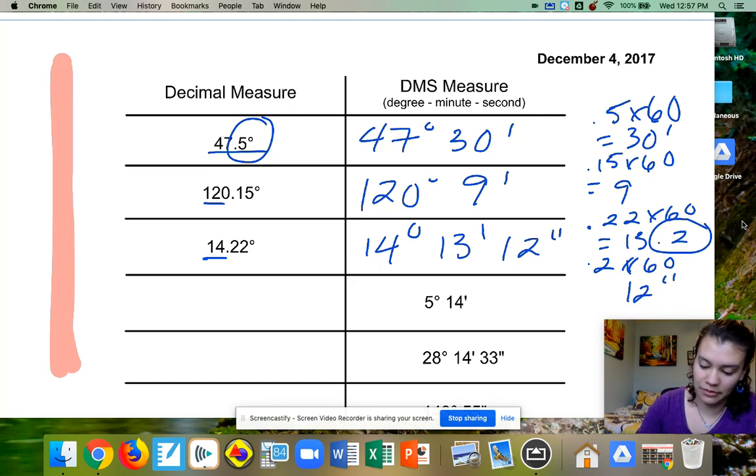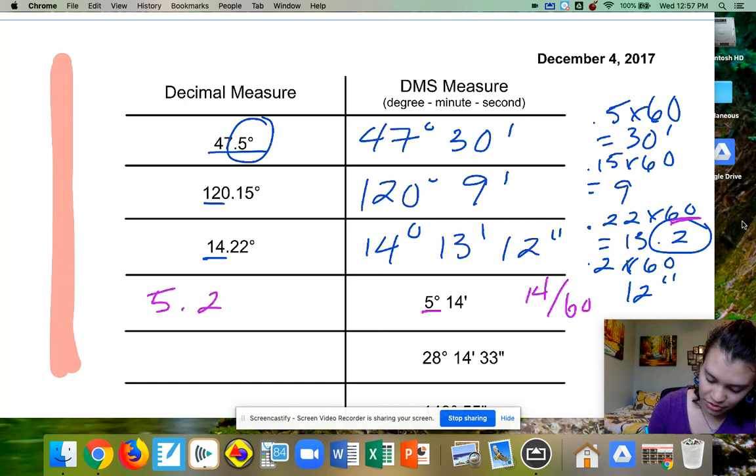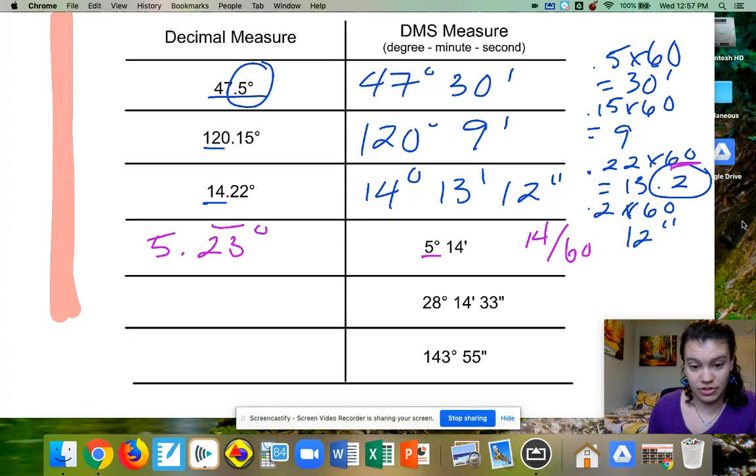And then you can go backwards in a similar way. But instead of multiplying by 60, we're going to divide by 60. So if we have 5 degrees to begin with, we still have 5 degrees over here. But then to take the 14 minutes into decimals, you want to take 14 divided by 60, and that will give you your decimal portion of 0.23 repeating. So now try these next two on your own. Pause the video, and then I'll go through them.